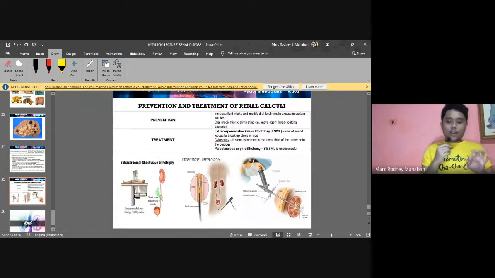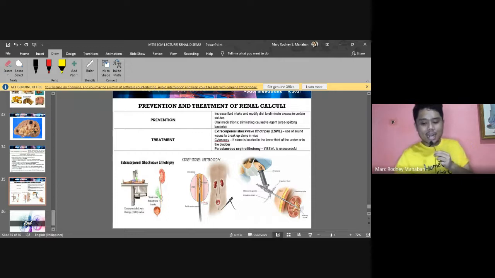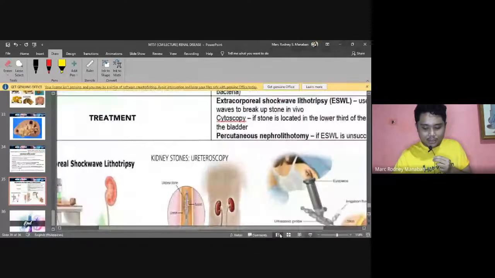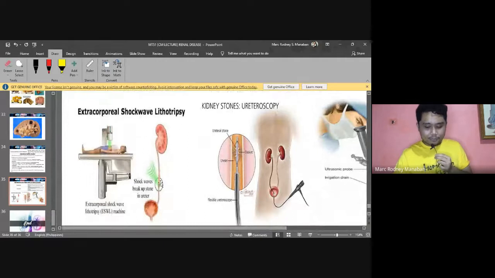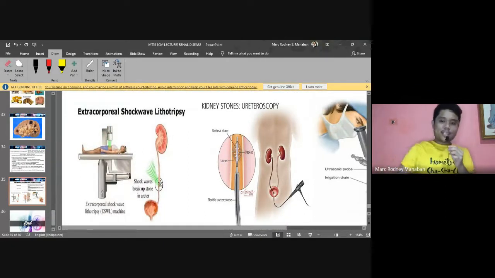Aside from that, if the stone is somewhat bigger, the surgeon can perform an extracorporeal shockwave lithotripsy. Ayan. So it's in the name, litho, stone, tripsy, to break, no? What will be done is that the patient receives shockwaves, sound waves, which are focused on the area where the kidney stones are, and the shockwaves will of course break the stones into manageable pieces so that they can just be urinated out.